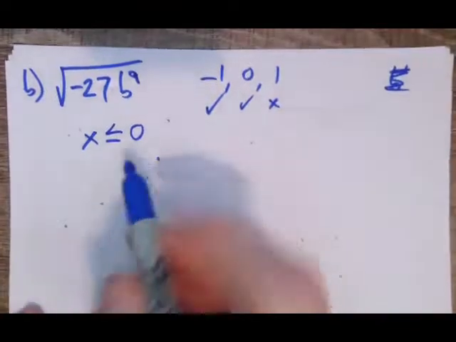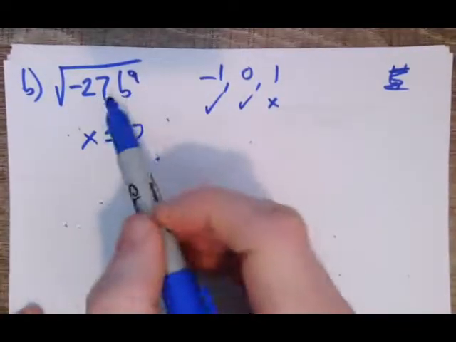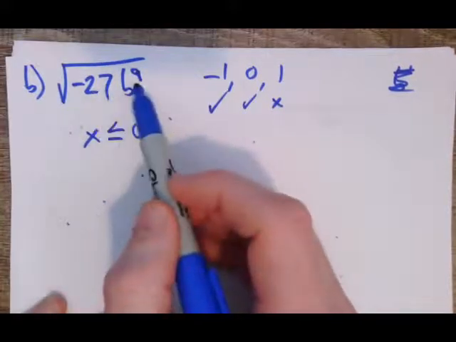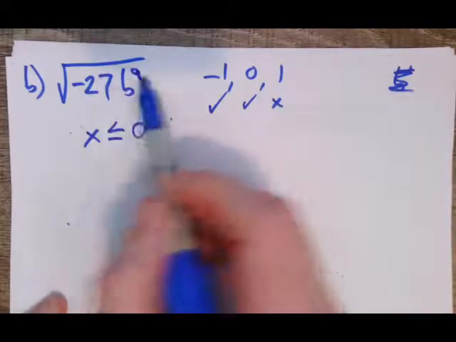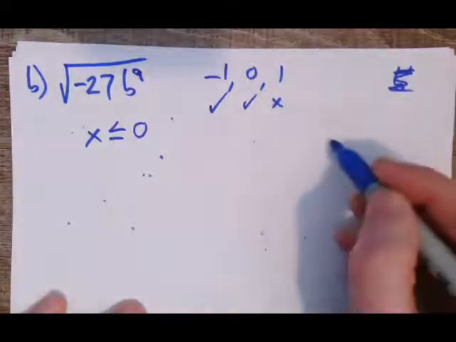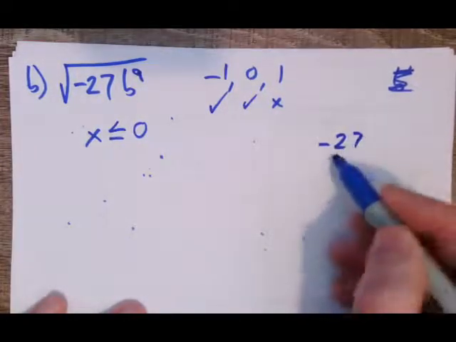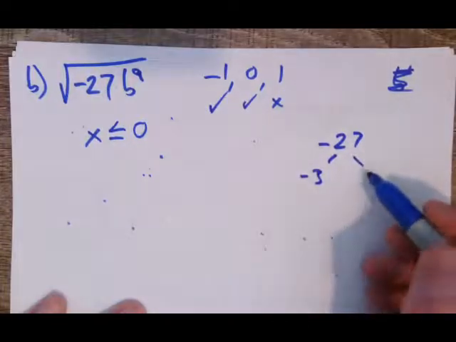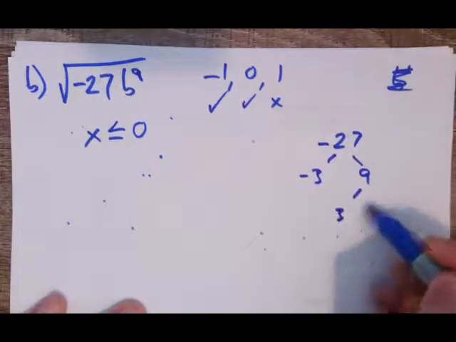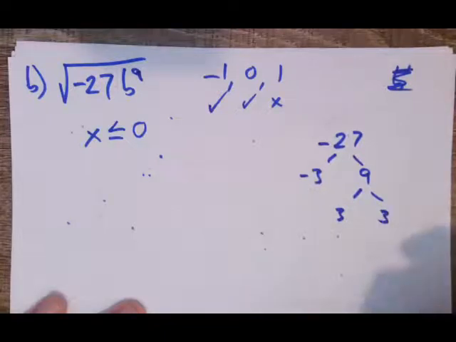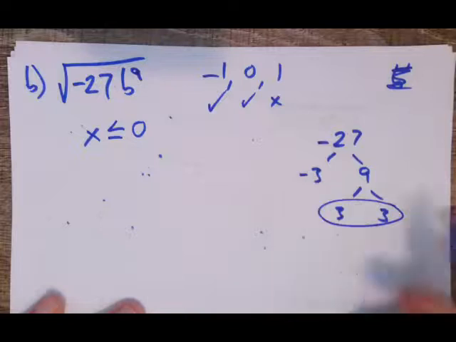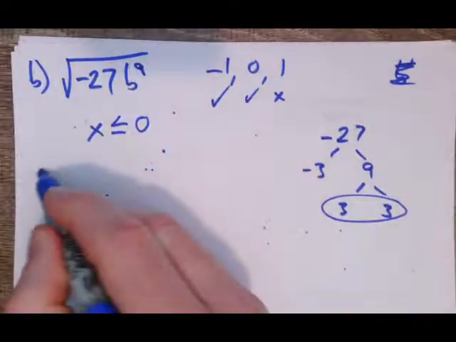So now we have to simplify this. I'm going to do it in 2 ways. Let's look at the 27 and then we'll look at the b because it's different. So with that 27, if I have -27, I can say -3. Let's just pull that negative out right away. -3 times 9, and then 3 times 3. So I can pull the 3 out, and the -3 stays inside.